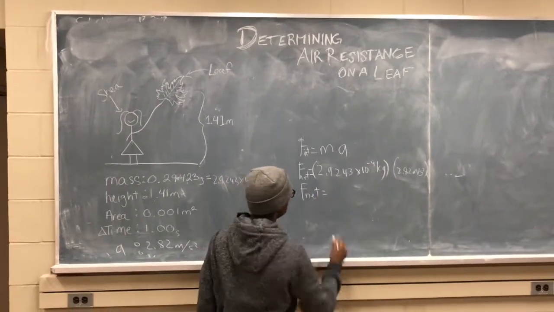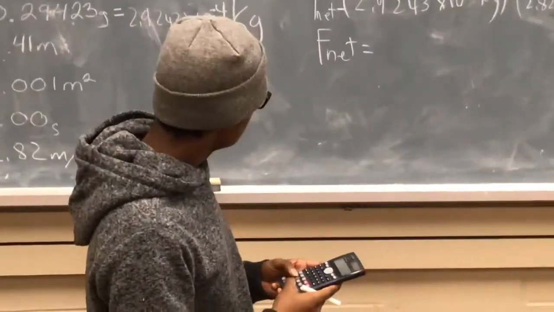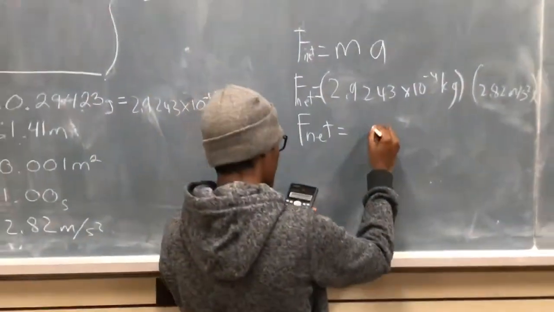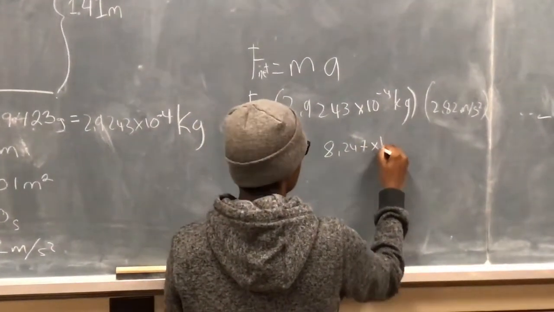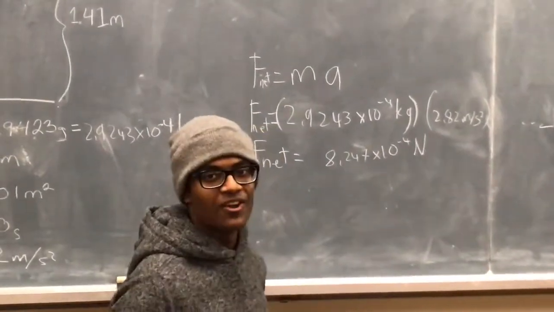Now give me 1 second, boys and girls. Alright, we got one number in, that's the second number in already. We got 8.247 times 10 to the power -4 newtons. So that's the net force acting on this leaf.